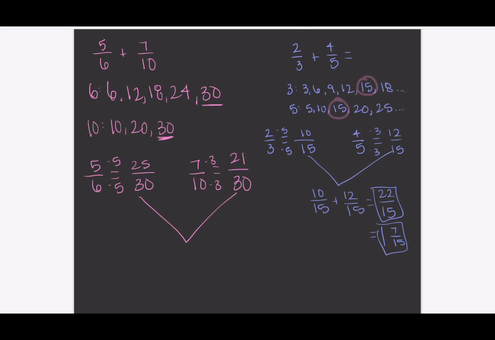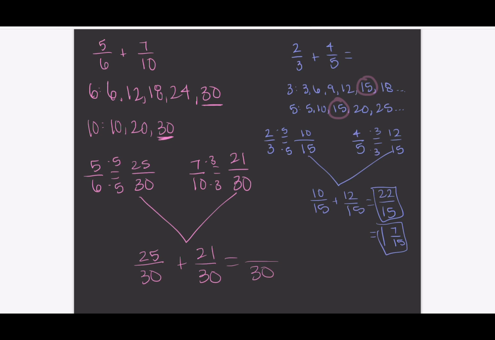Instead of 5/6, we're going to write 25/30, and we're adding it with our 21/30 instead of our 7/10. This expression is the exact same thing as that expression. We just now have a common denominator. Perfect. So always put that denominator down first.